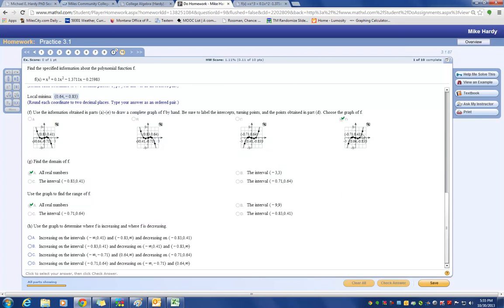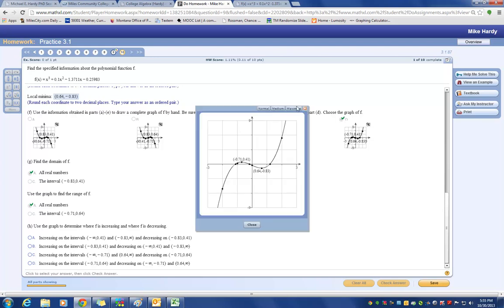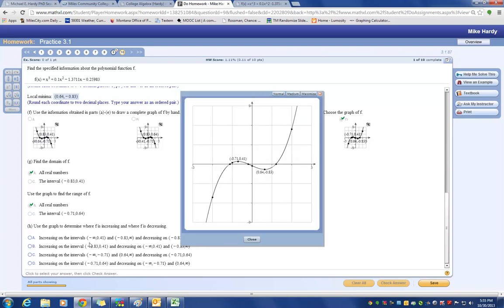So use the graph to determine where it's increasing, where it's decreasing. Okay, so again on the graph, let's get it medium sized. Looks like this thing is increasing from x equals negative infinity to x equals negative 0.71. Okay, so that's one place. And then from positive 0.64 to infinity. That's where it's increasing, and it's decreasing from x equals negative 0.71 to x equals 0.64. So remember these intervals, we're just looking at the values of x. So it's C.